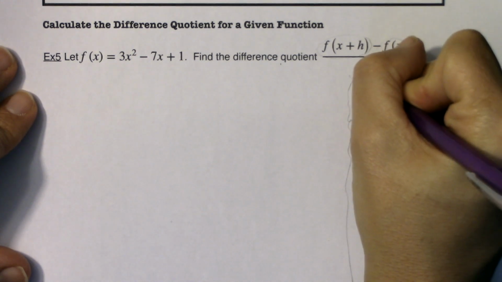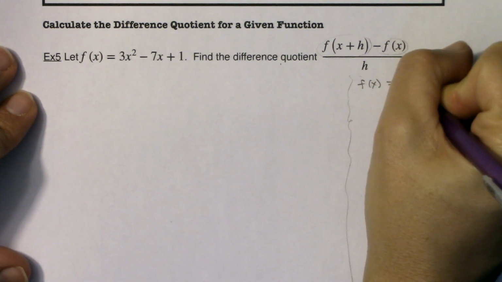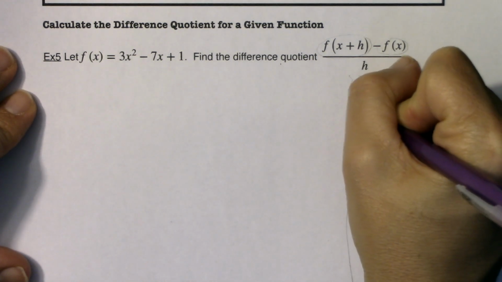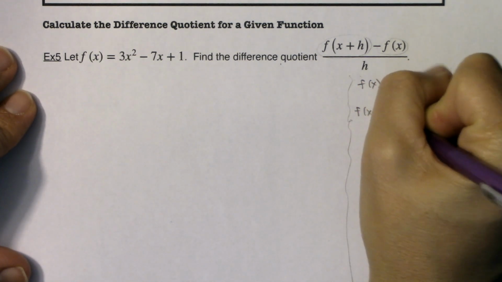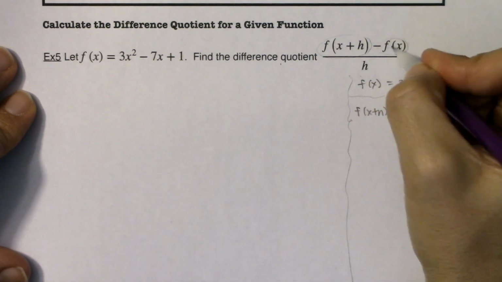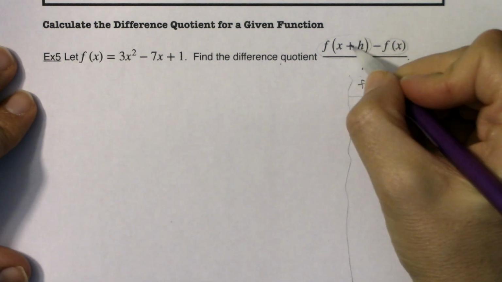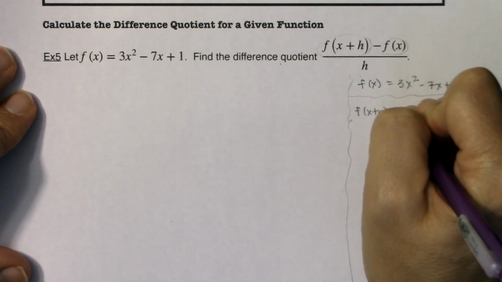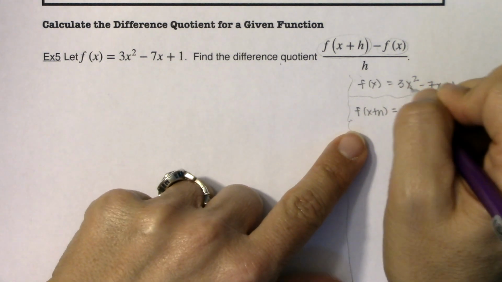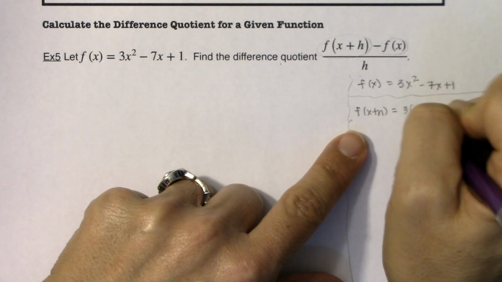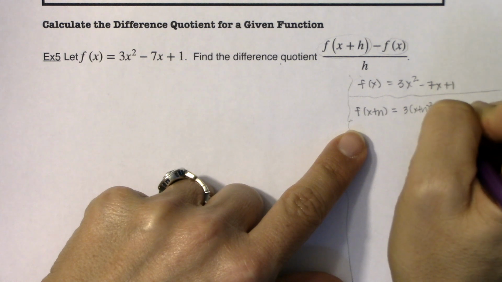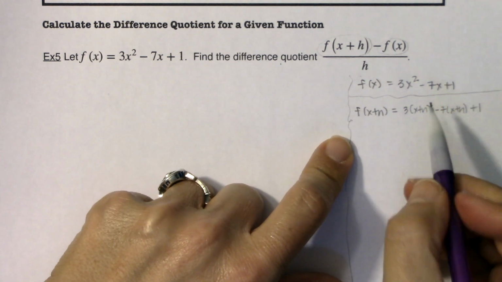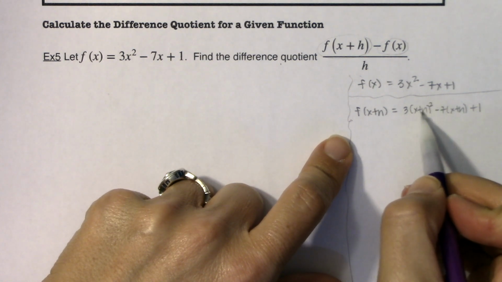So let's talk about f of x. We know f of x is 3x squared minus 7x plus 1. Now I also want to find f of x plus h. I always want to find both of these because that difference in my numerator is comprised of f of x plus h and f of x. So let me find both of them. All right, so let me go ahead and play this out. Now f of x plus h will be 3 times x plus h squared minus 7 times x plus h plus 1. Now I'm not going to distribute this square over this binomial.